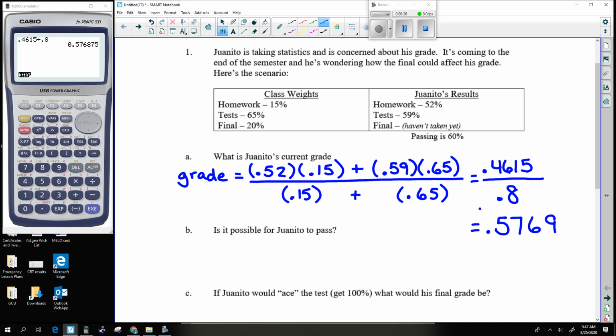Right, and I'm good with a decimal. Hopefully y'all understand what that means. So that means that Juanito currently has a 57% in class, 57% in class leading up to the final.